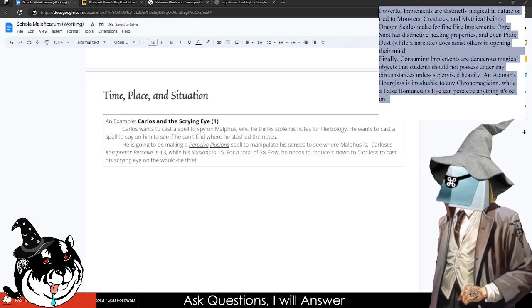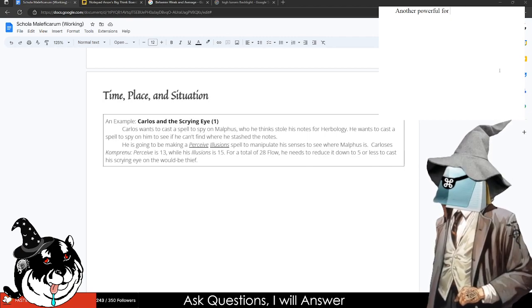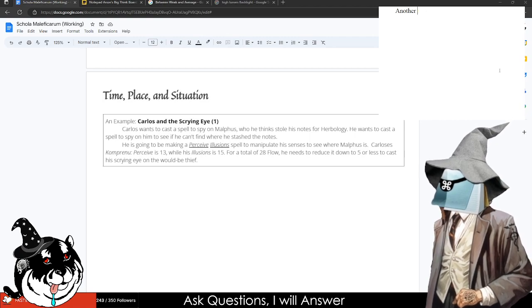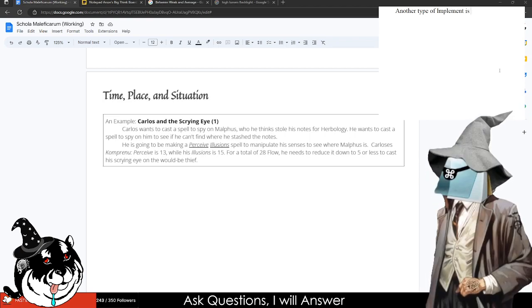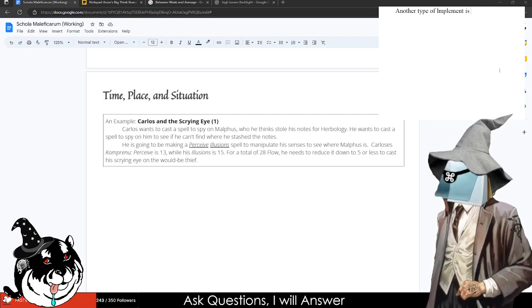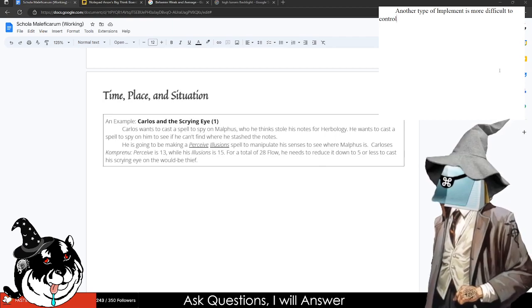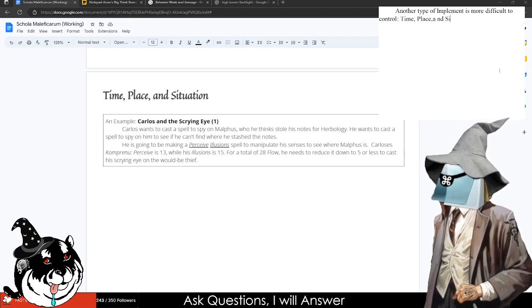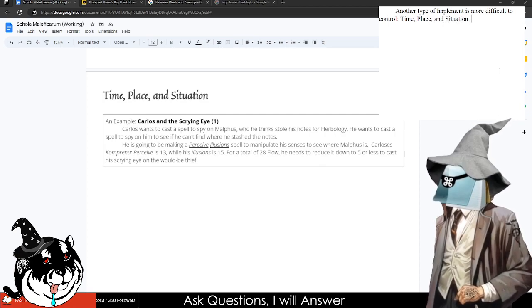Time, place, and situation. Another type of implement is something that is more difficult to control. Time, place, and situation.